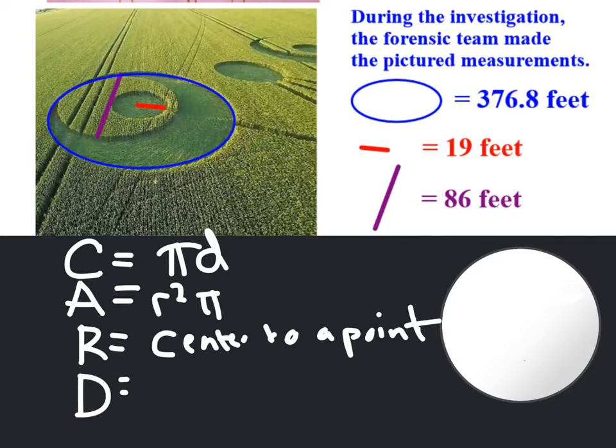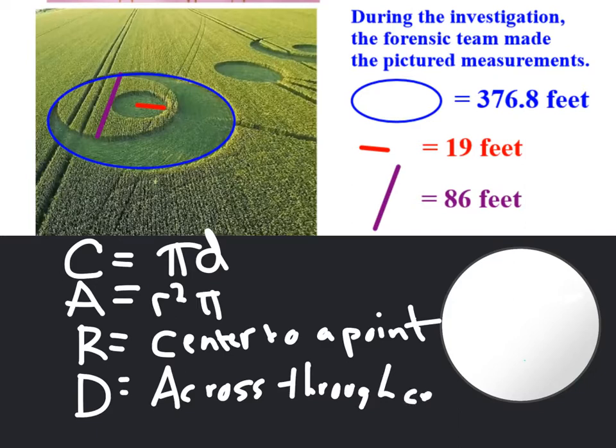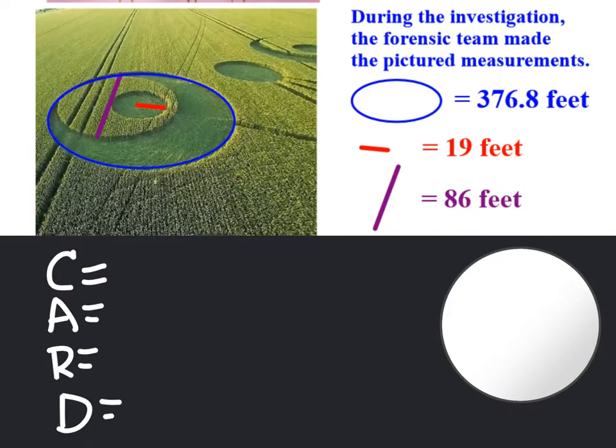And the diameter? The diameter goes all the way across the circle through its center. So which one of those in that picture up above is a diameter? The purple line is a diameter. Across through the center. So there we have our pieces. So let's try this a couple times.